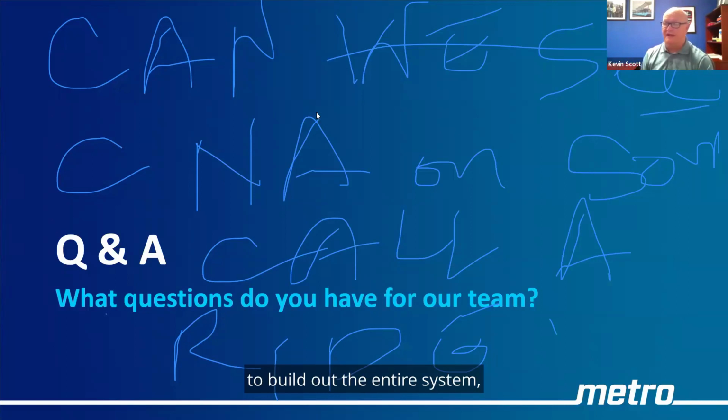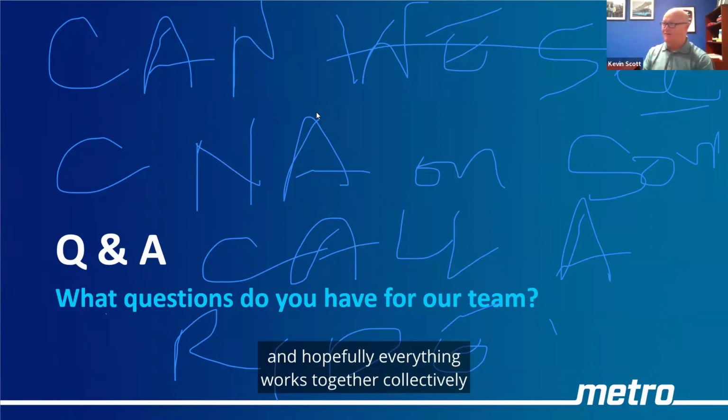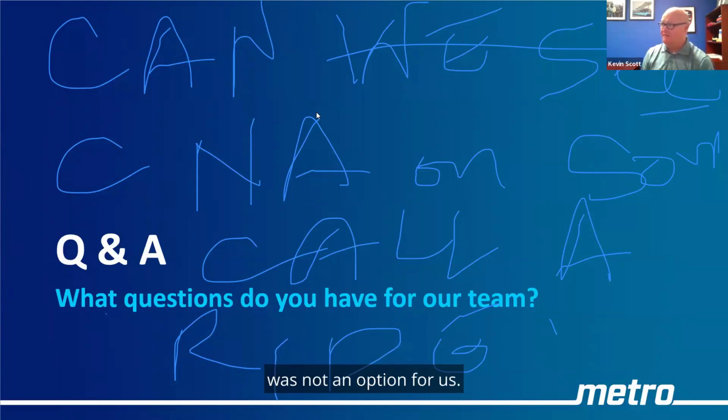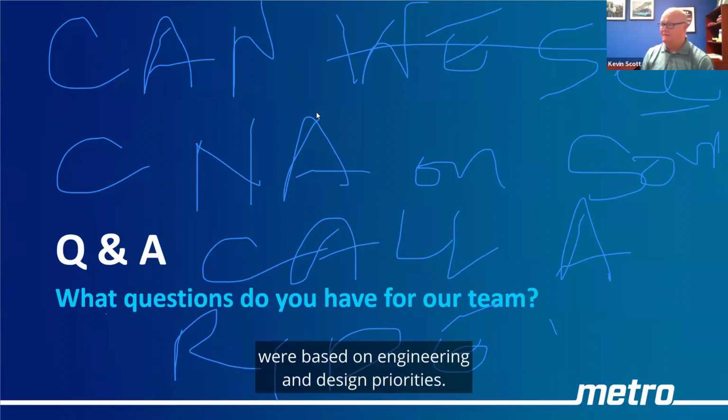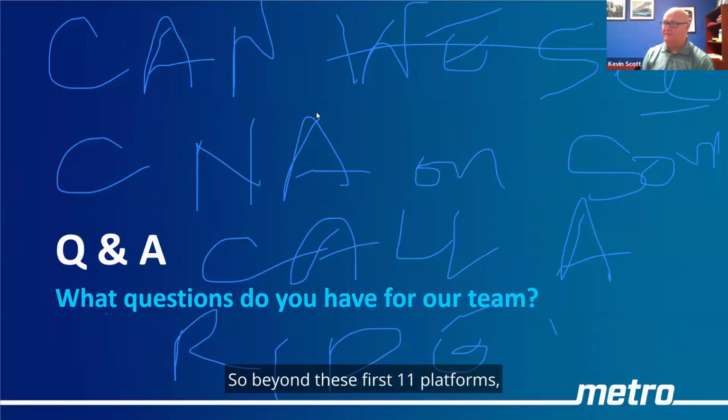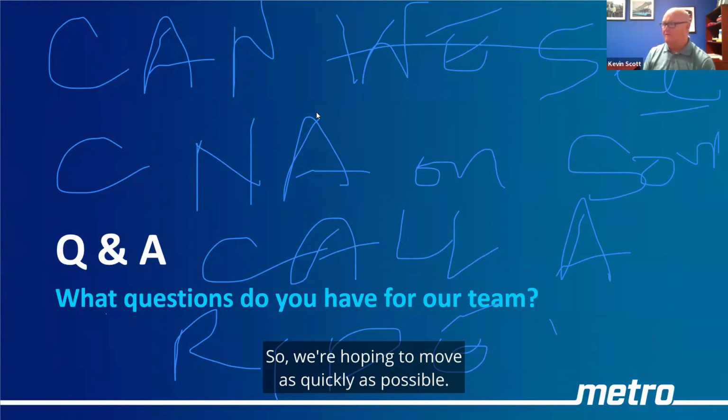To build out the entire system and then flip switches at the end and hopefully everything works together collectively was not an option for us. We weren't willing to take that risk. The positioning of the platforms was based on engineering and design priorities. So beyond these first 11 platforms, package 1 and package 2, the rest of the system will be bid for construction at one time. So we're hoping to move as quickly as possible.